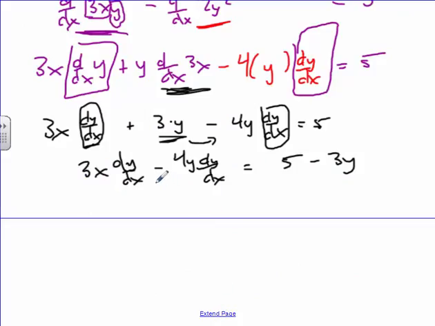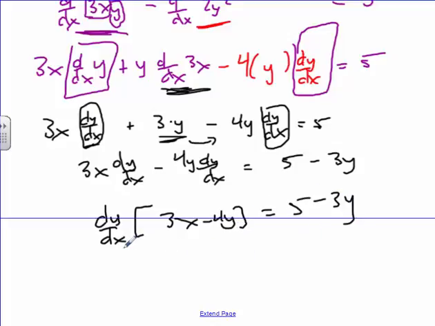Then, now that I have all of my dy over dx's on one side of the equation, I'm going to factor them, which is going to give me dy over dx bracket 3x minus 4y. And the reason I'm going to factor them is that now I'm able to divide away that excess remaining bit, the factor.